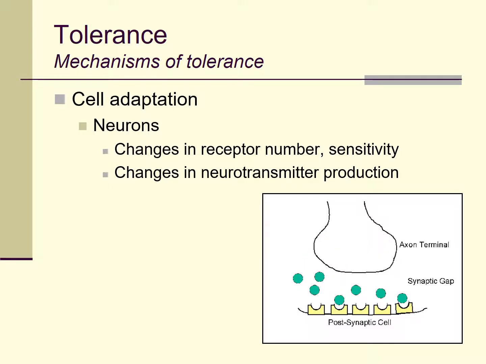Neurons adjust to this or adapt to this by changing the number of receptors that are present on their dendrites, or changing the sensitivity to those receptors, or by changing how quickly or how slowly they manufacture neurotransmitters. In one way or the other, they are trying to offset or balance out that disruption that the drug is causing.